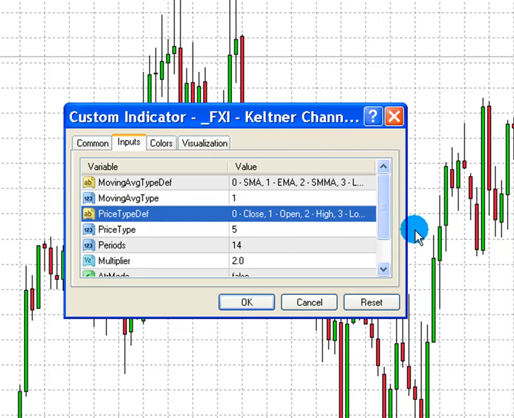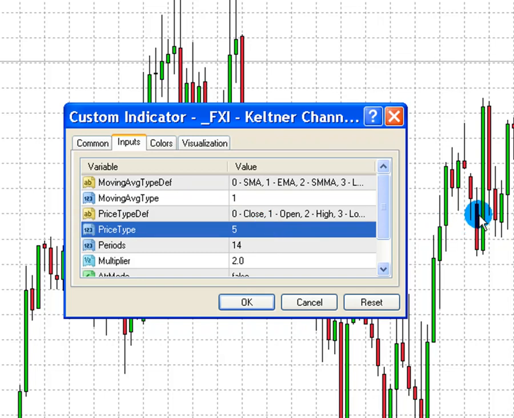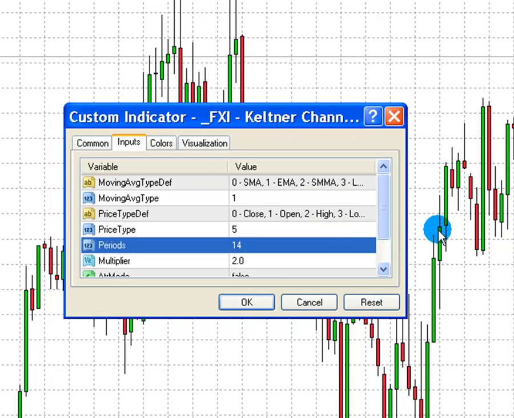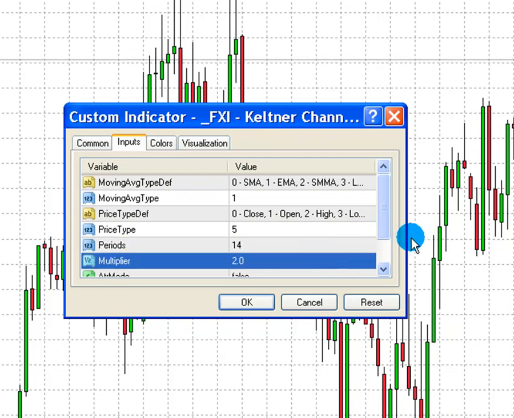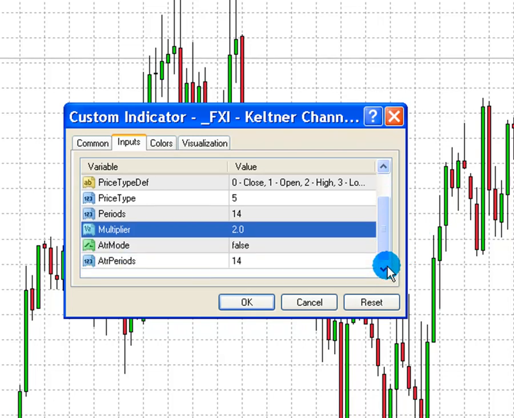Price type def defines the price that we will be calculating for the midline, the close price or the high or the low. We like 5, which is the typical price, being the high plus the low plus the close divided by 3. Periods is the number of periods over which we'll be calculating our averaging. We'll do 14. And multiplier is the number of multiples of the trading range that we will add and subtract from the midline in order to create the channel lines. We'll use twice the trading range above and twice the trading range below to create our channel lines here.